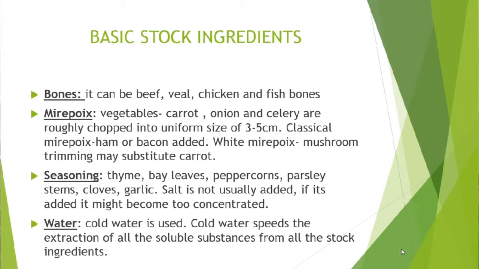Ingredient number two, the mirepoix, are the vegetables. The carrots, onion, and celery are roughly chopped into uniform size of 3 to 5 centimeters. Under mirepoix, we said the mirepoix is composed of 3 ingredients. We spoke about carrot, onion, as well as celery. That is the traditional mirepoix.